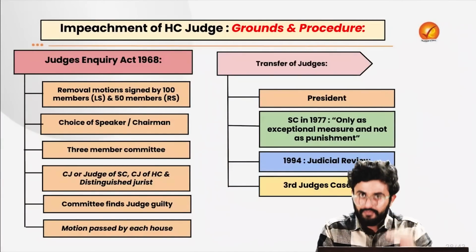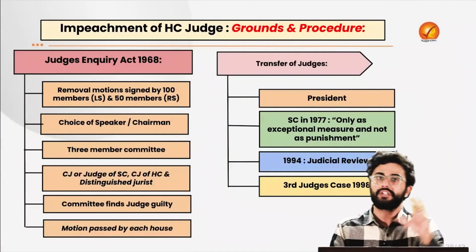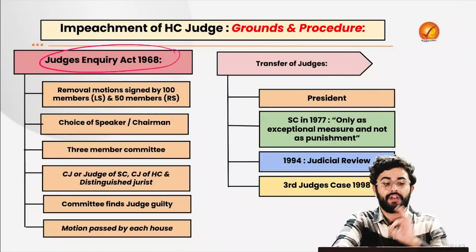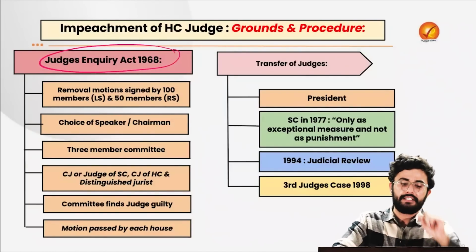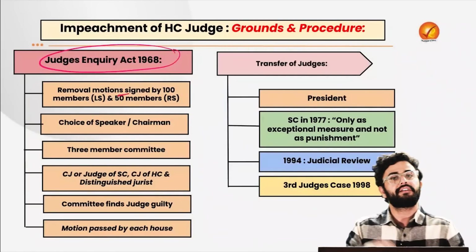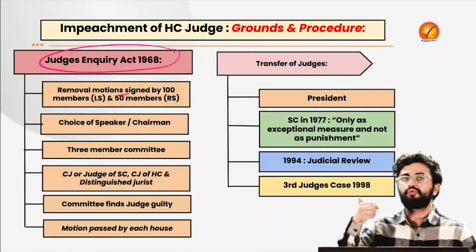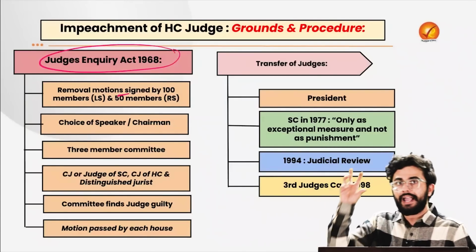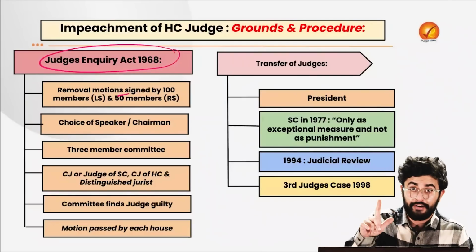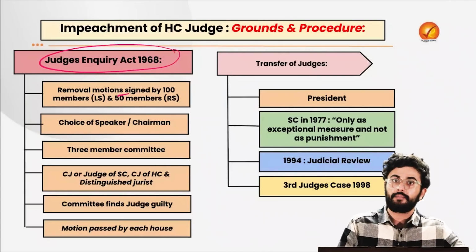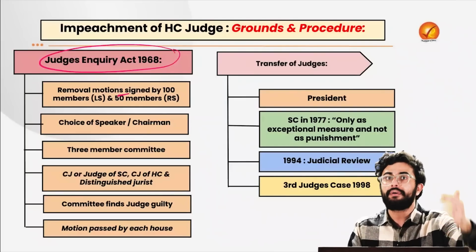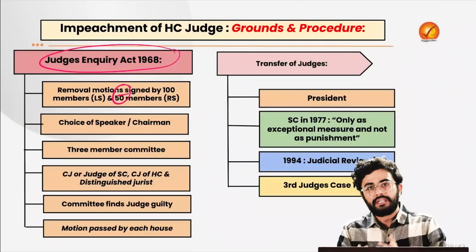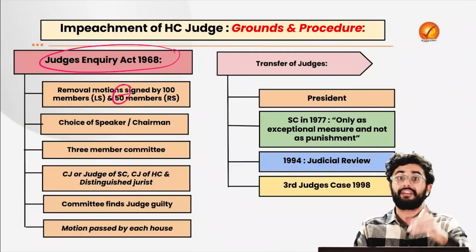Now there is a procedure for the impeachment of a High Court judge or Supreme Court judge, which is directed under the Judges Inquiry Act of 1968. That basically says that there shall first be a removal motion. So let's say this removal motion is presented to the Speaker in Lok Sabha, then how many Lok Sabha members shall agree to this removal motion? 100. But if it is presented in the Rajya Sabha to the Chairman, then how many members of Rajya Sabha shall agree? 50.